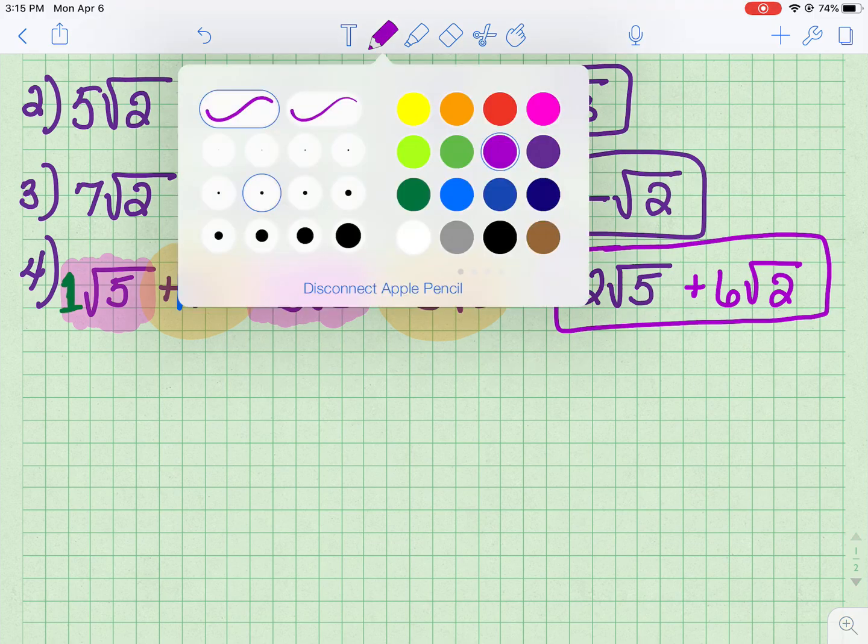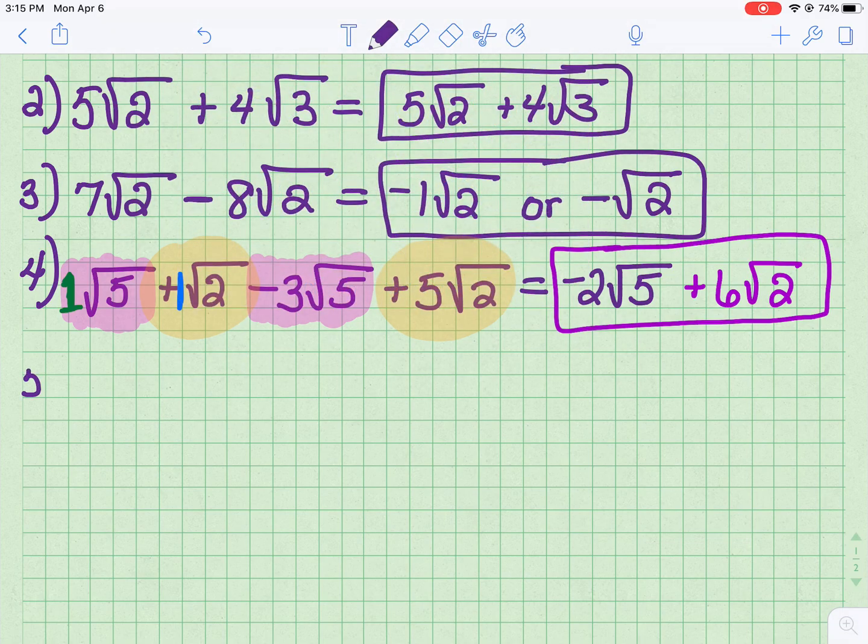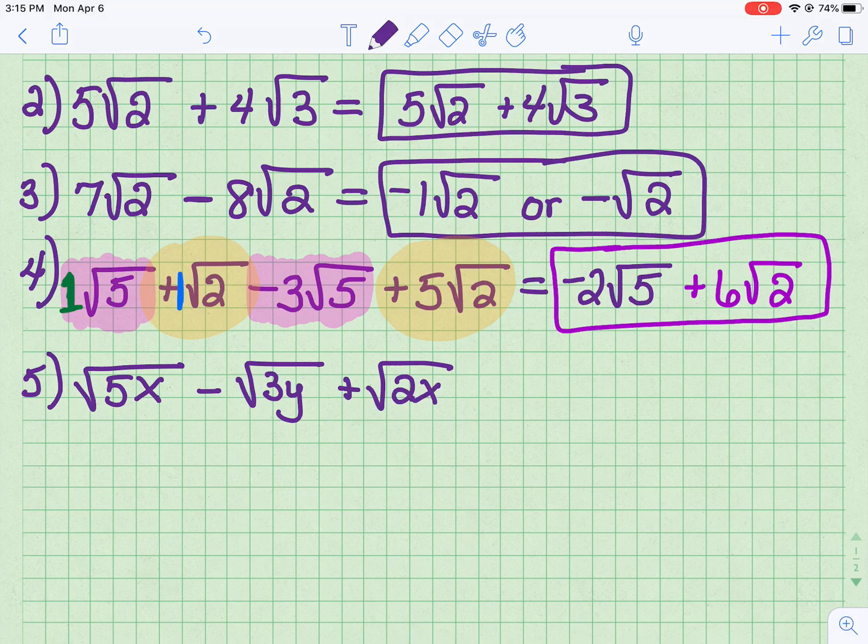Okay? All right, now let's look at one that has some letters in it, number 5. Number 5 is root 5x minus root 3y plus root 2x plus 4 root 3y. Okay, let's talk about what's the same here. So I just start on the left and I start looking for anything that can be combined. So in this case, we have a 1 root 5x. There's a root 2x, but there's no other root 5x. So root 5x cannot be combined with anything. So that root 5x goes there.